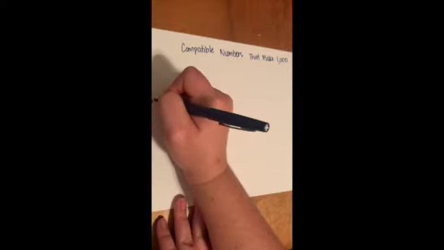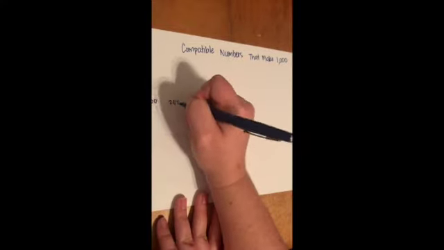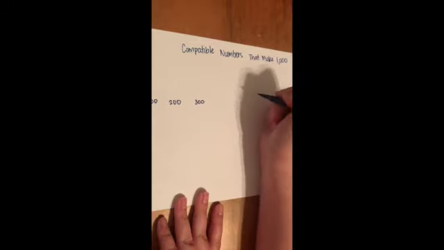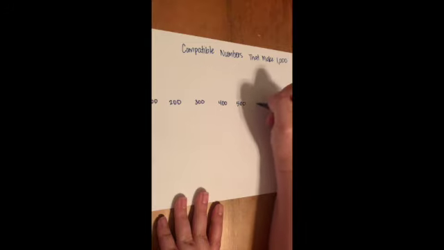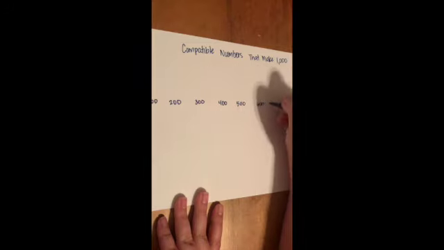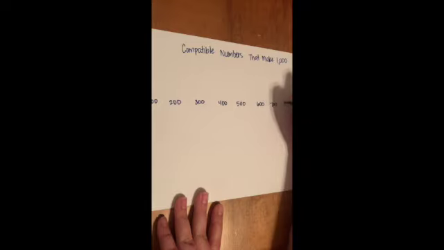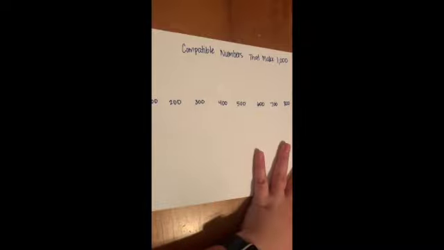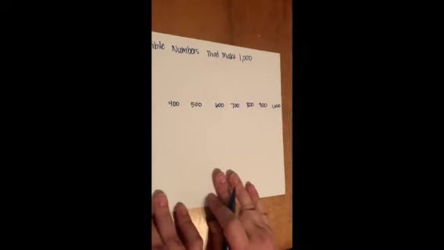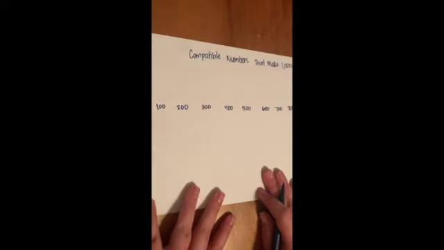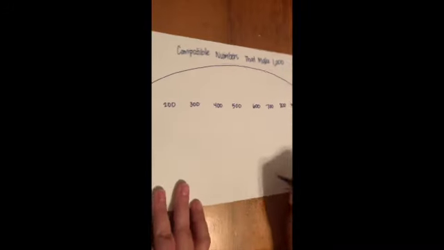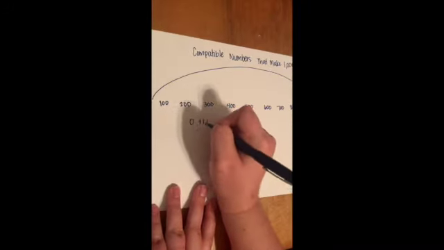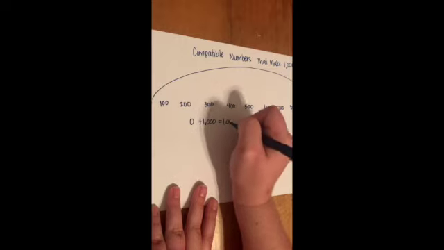0, 100, 200, 300, 400, 500, 600, 700, 800, 900, 1,000. Okay, so 0 over to 1,000. So 0 plus 1,000 equals 1,000.